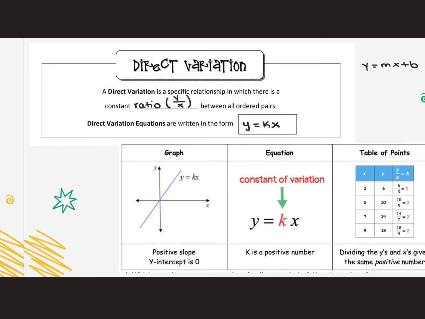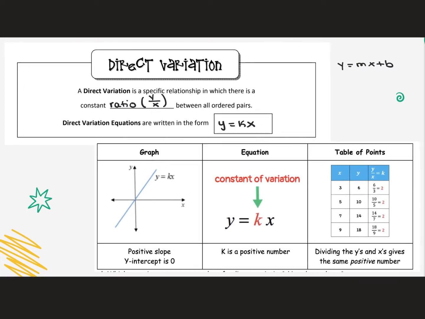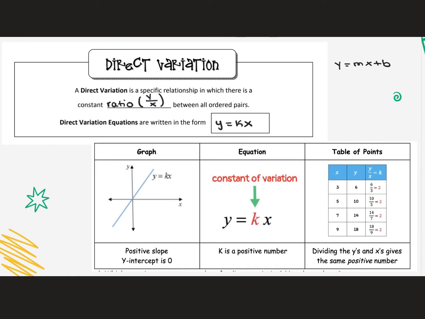So if we take a look down here at the example, I'm going to slide it over just a little bit. We see the graph. The graph is linear. It's a positive slope, and the y-intercept is 0, hence why we have the kx, because we don't need to write the plus 0. K represents the constant of variation. And dividing the y's by the x's, similar to how we find slope, you have y over x. We use that for direct variation.